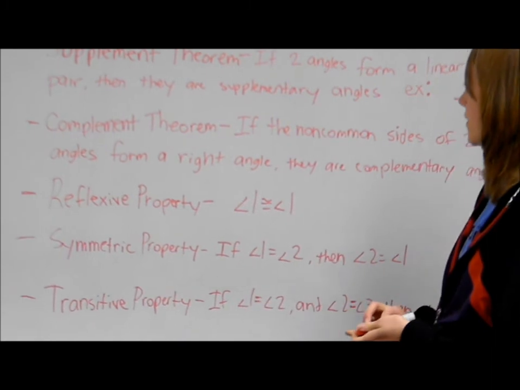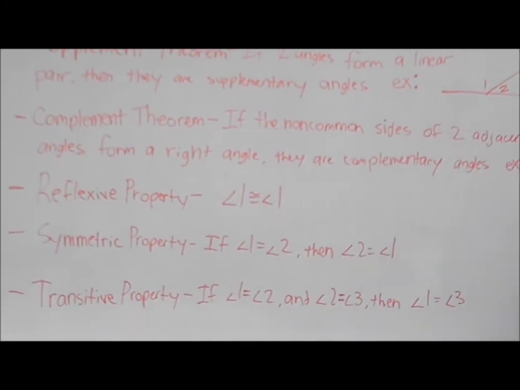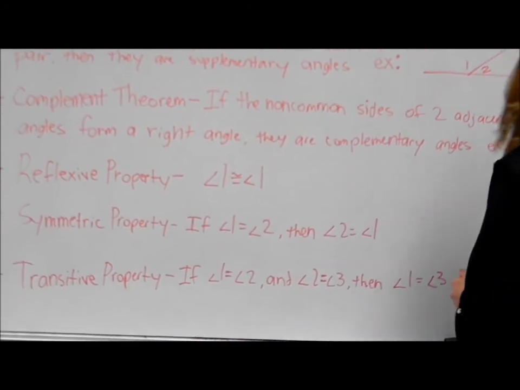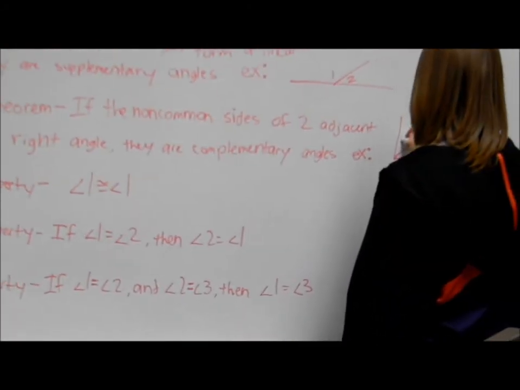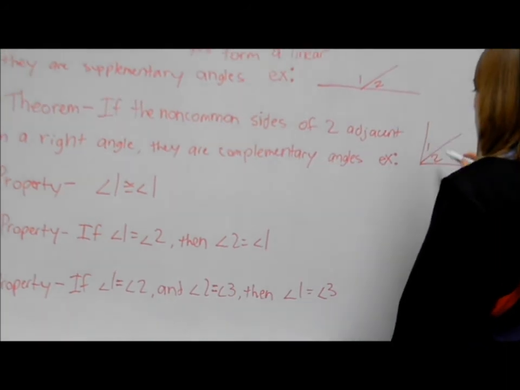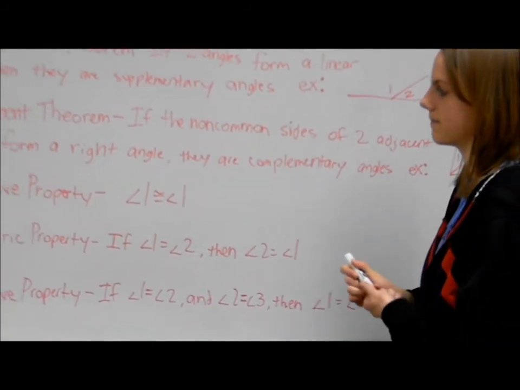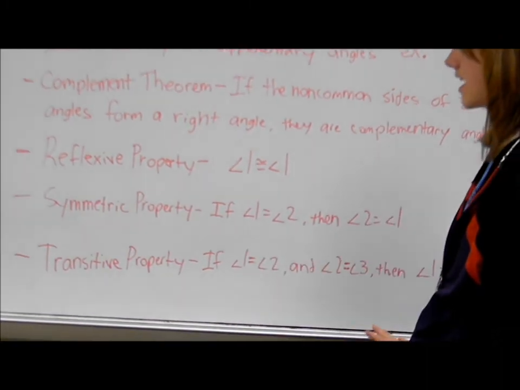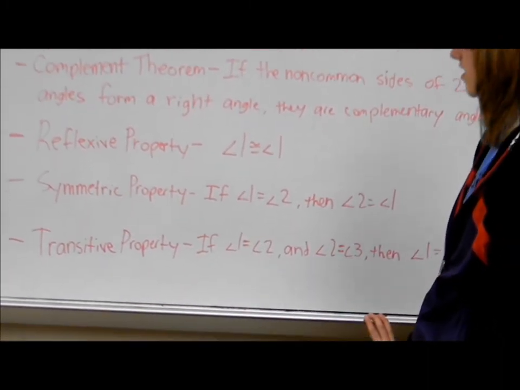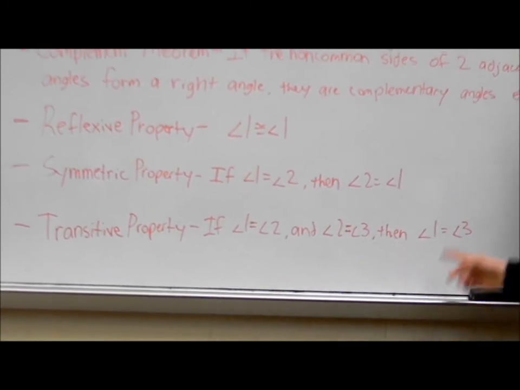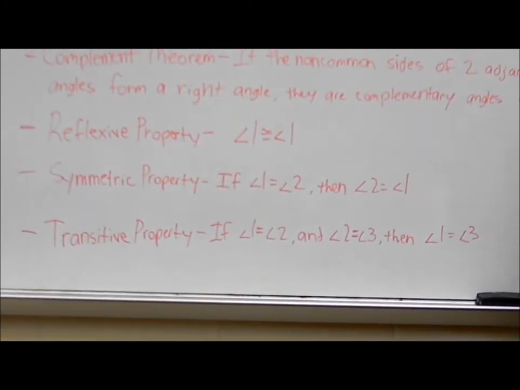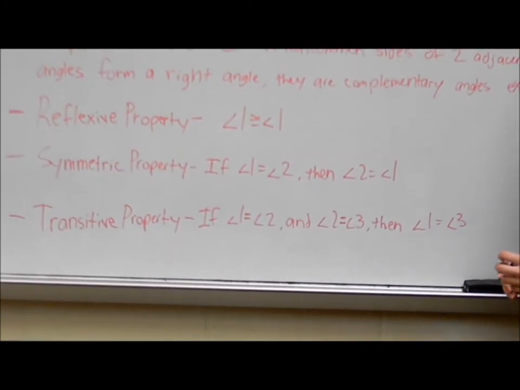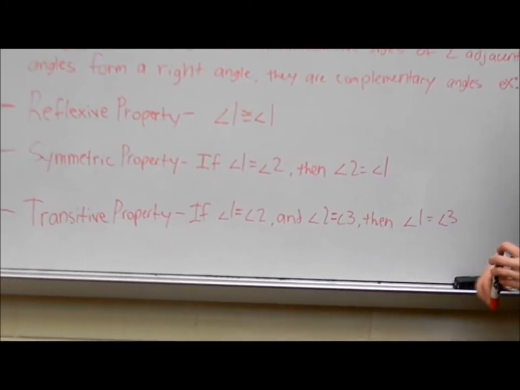The complement theorem is if the non-common sides of two adjacent angles form a right angle, then they are complementary angles. And an example of that is angle 1 and angle 2, and if you add angle 1 plus angle 2, that equals 90 degrees. The reflexive property is angle 1 equals angle 1. The symmetric, if angle 1 equals angle 2, then angle 2 equals angle 1. And the transitive property, if angle 1 equals angle 2 and angle 2 equals angle 3, then angle 1 equals angle 3.